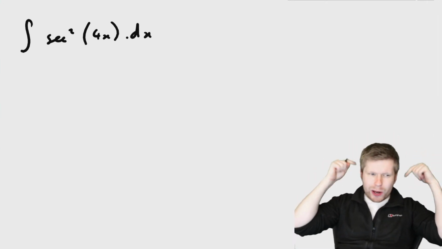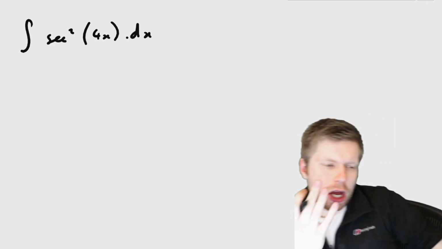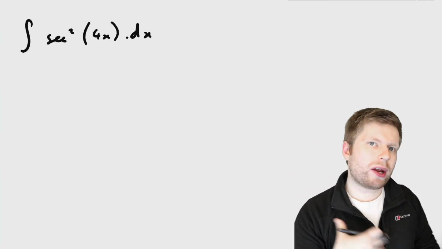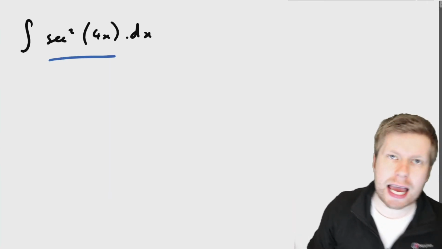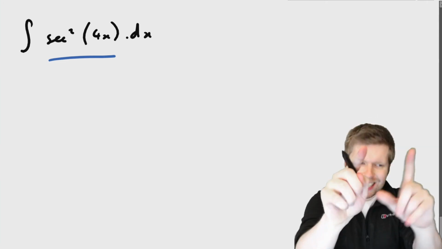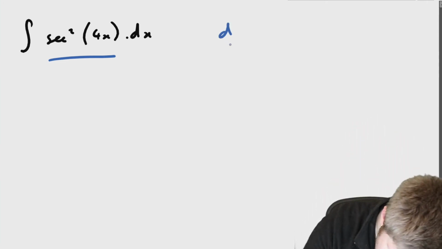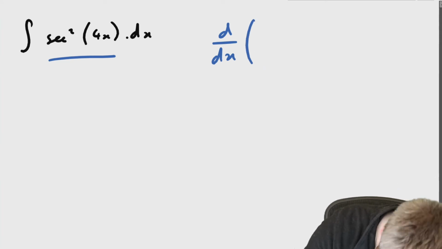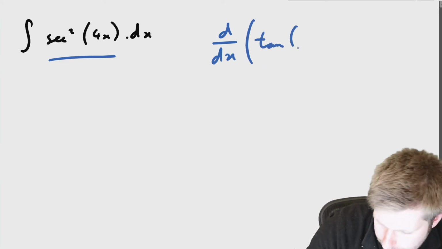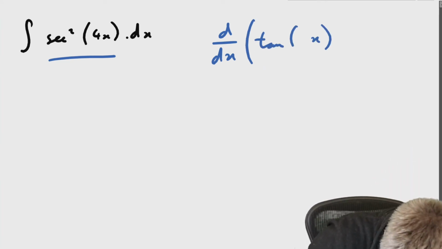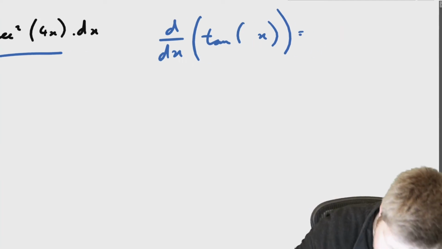Well, just remember, go into the back of your minds and just think, do I know a function which when I differentiate it, gives me sec squared? Yes, I do. I did that in one of the videos. So I know that the derivative of tan of x should give me my sec squared of x, okay?